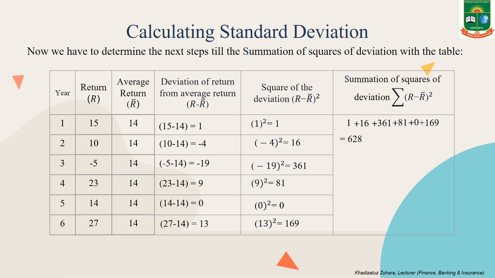is equal to 628. So the summation of squares of deviation is 628. In this box, we easily calculate the summation of squares of deviation. This is also called the variance. Variance is 628.